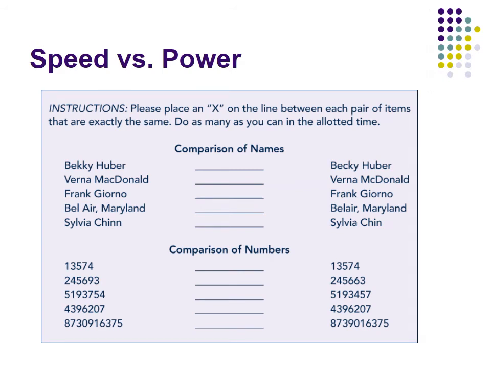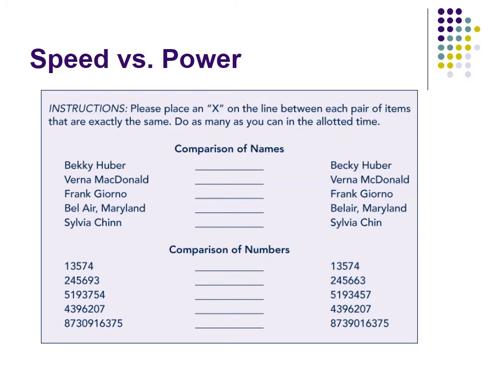So speed versus power, we have a couple of examples on this slide. The first one here is we're looking at instructions. Place an X in the line between each pair of items that are exactly the same. Do as many as you can. So again, this is an example of 5, and you're comparing the first example to the left to the second example on the right. So Becky Huber versus Becky Huber. One of them, there's 2 Ks. You would note that there was an error on that one. But you would go through a whole list.